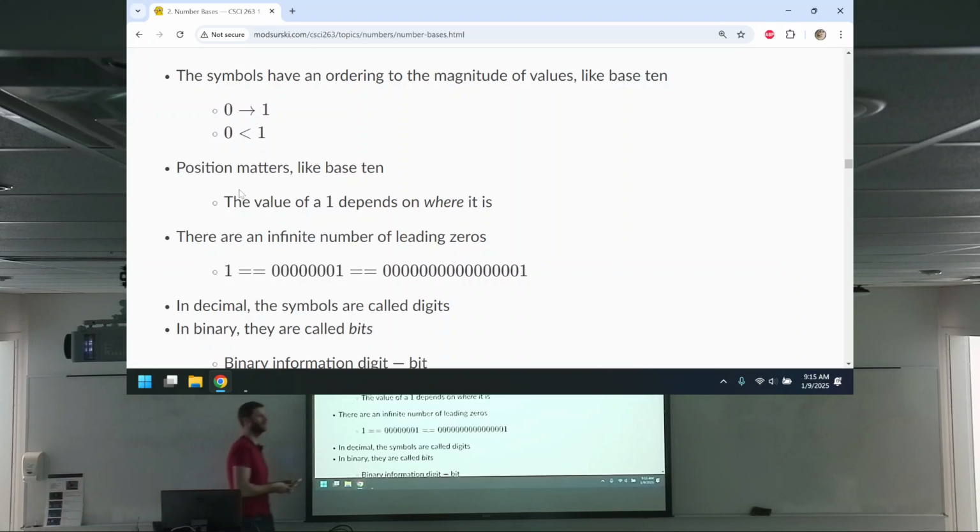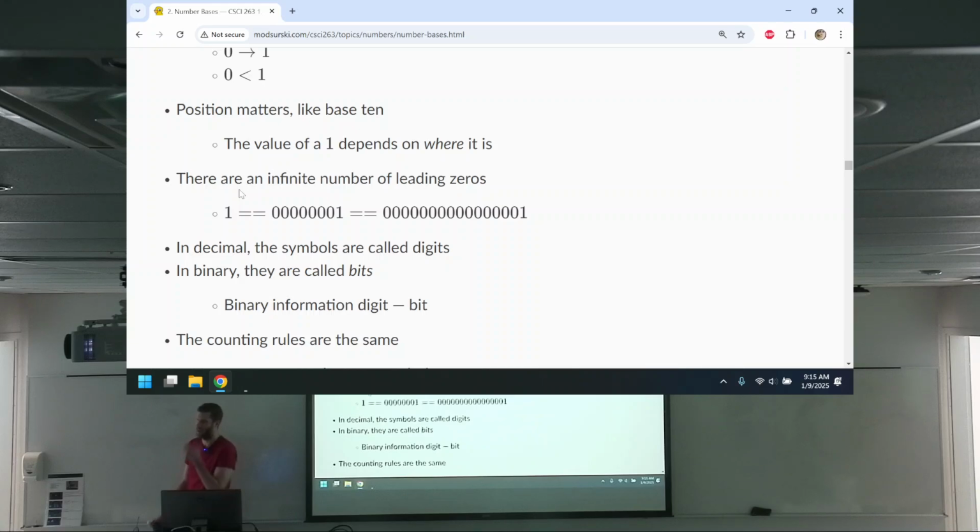In decimal, we call them digits. In binary, we call them bits. They're called bits because, it's kind of hard to tell really what it is. There are some maybe apocryphal stories. It's hard to say, but bit actually means binary information digit. I know a lot of people say it means binary digit. No, actually it means binary information digit, or information digit, but whatever. Who cares? But the more you know.